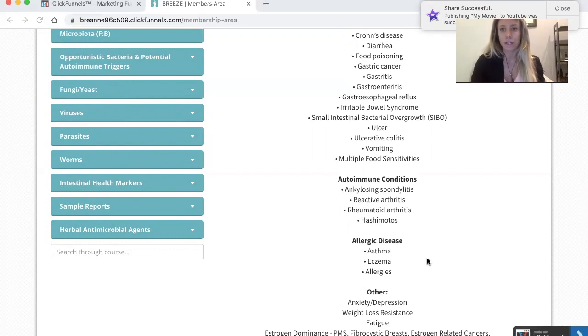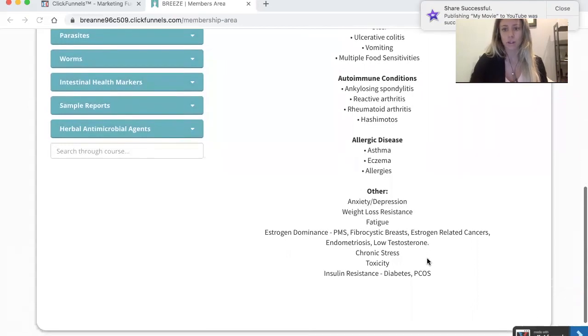We can also look at the GI map test to understand what the gut microbiome is doing in those with allergic disease such as asthma, eczema, and allergies, because we know a significant portion of the immune system is in the gut, and we can measure the immune functioning by looking at secretory IgA, which we'll go through in the intestinal health markers section of this course. Other conditions to consider are things like anxiety and depression. We know a significant amount of serotonin is made in the gut, your happy hormone.